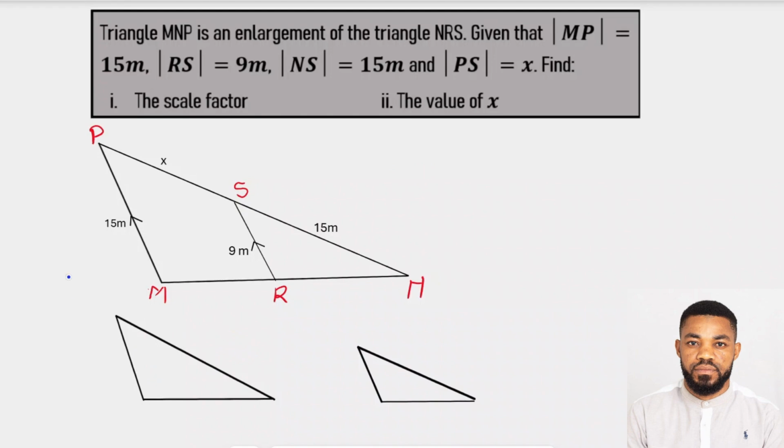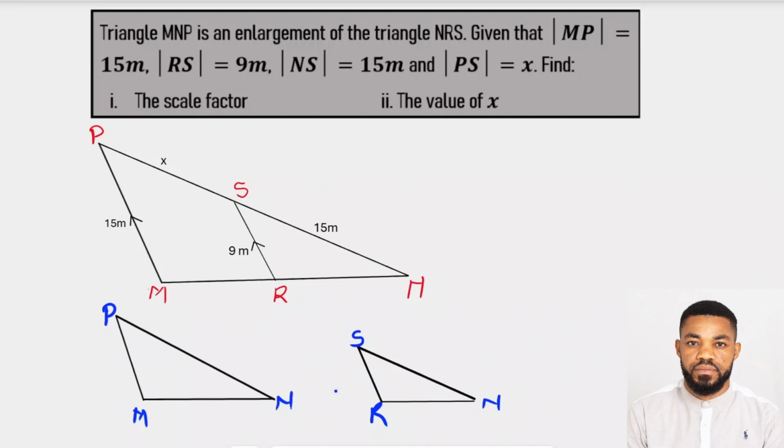So this is the bigger triangle, and that's the triangle PMN or MNP. They are all the same. So the P is here, M is going to be here, and here is N. So that's the triangle. Let's take the smaller one. So here's going to be S, that is this point. Here is R, and here is going to be N. So these are the vertices of the triangle.